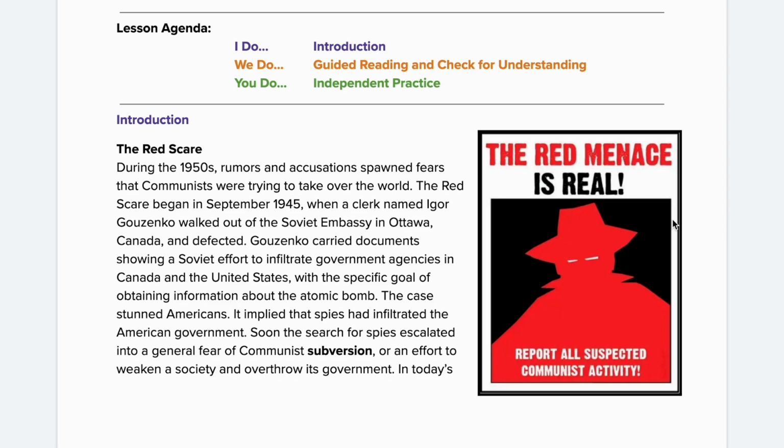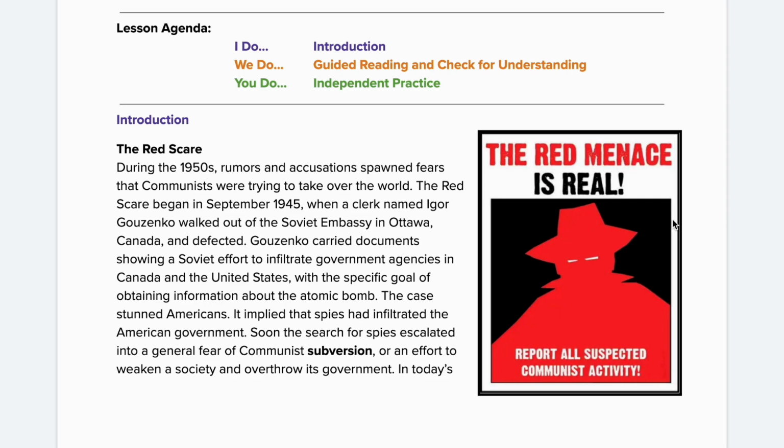Introduction. The Red Scare. During the 1950s, rumors and accusations spawned fears that communists were trying to take over the world. The Red Scare began in September 1945, when a clerk named Igor Gouzenko walked out of the Soviet embassy in Ottawa, Canada, and defected. Gouzenko carried documents showing a Soviet effort to infiltrate government agencies in Canada and the United States, with the specific goal of obtaining information about the atomic bomb.